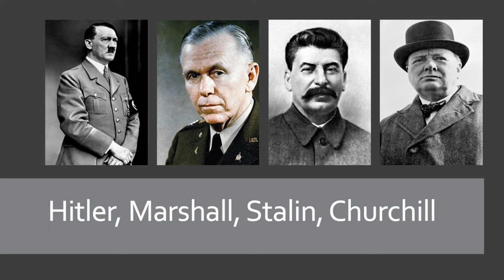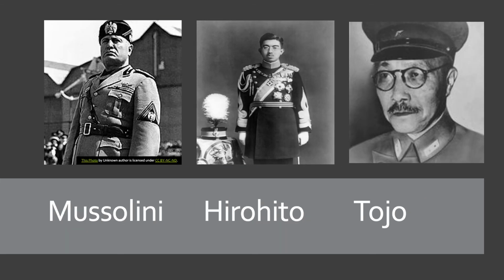And English people love Churchill because they see him as the guy who was able to get them through World War II. And then finishing off some important people. On the left, you have Mussolini, the fascist dictator of Italy. Eventually, his people are going to turn on Mussolini during this war, and he is going to be killed during World War II. Hirohito is the emperor, and then Tojo is the guy we blame for everything.